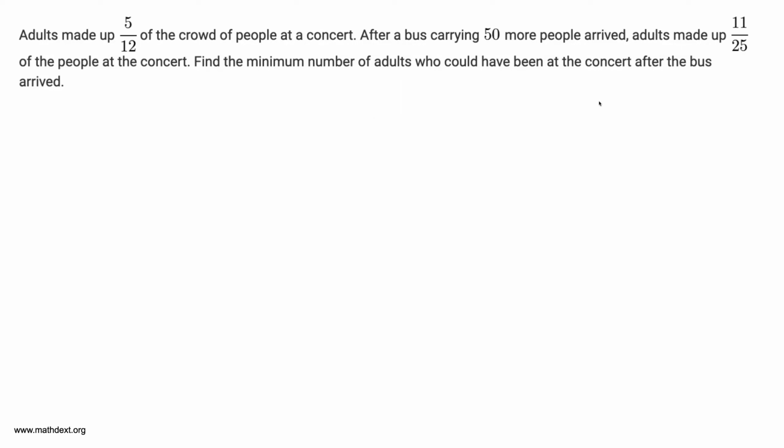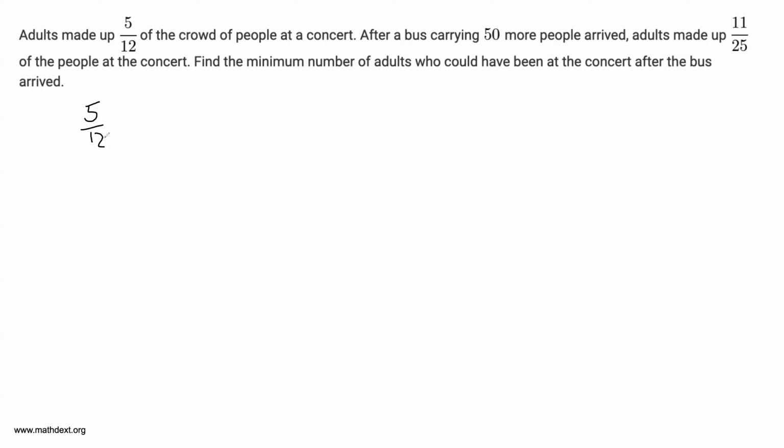Okay, so let's take a moment to interpret what this problem is saying. We have a concert and there are some number of people at the concert, and then a bus arrives and adds 50 people to the concert. Before and after the bus arrives, we have some different proportions of adults in the crowd. So before the bus arrives, 5/12 of the crowd were adults.